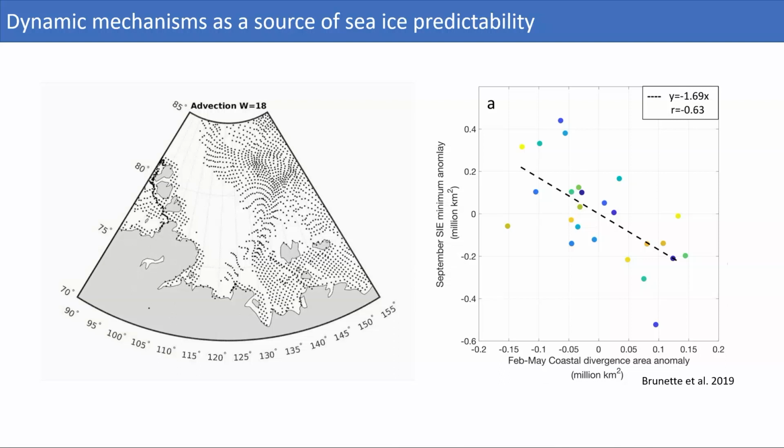And this mechanism is occurring as you have opening of coastal polynyas in the winter. This open water refreezes, but it's thinner ice than the ice that was present. So this dynamic mechanism preconditions the ice pack for the summer melt. So here's the link with predictability.